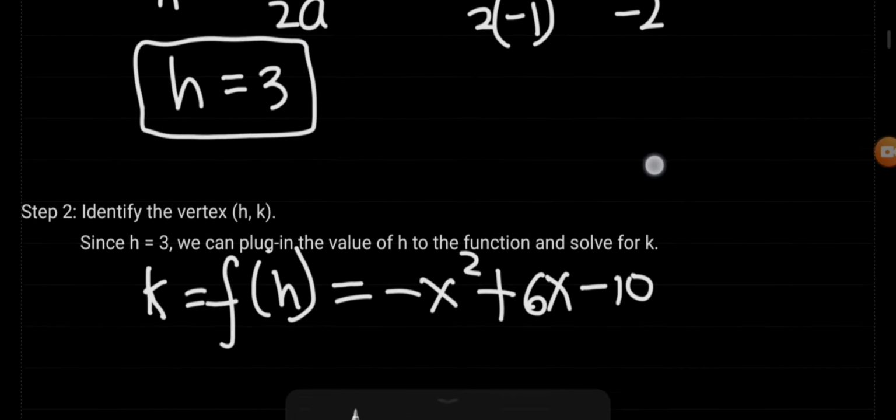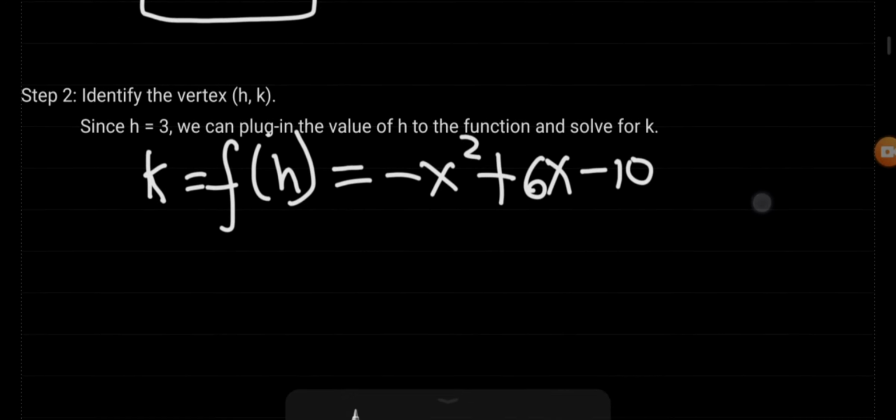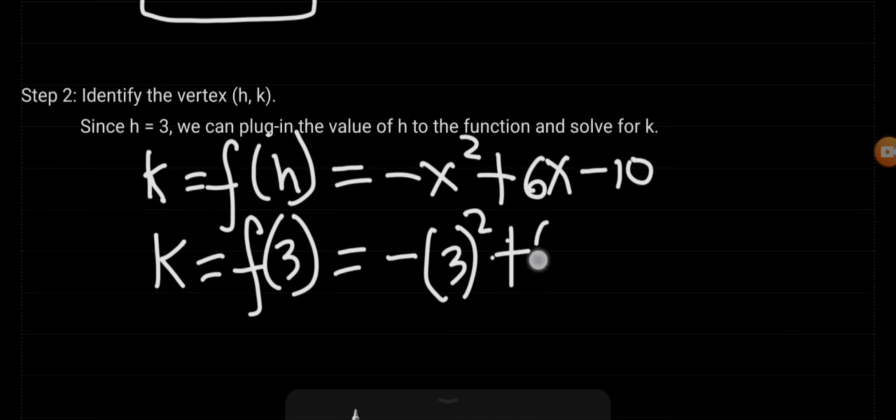Amazing! For step 2, identify the vertex. Since h equals 3, we can plug the value of h into the function and solve for k. So let's solve for k. f of 3 equals negative 3 squared plus 6 times 3 minus 10.